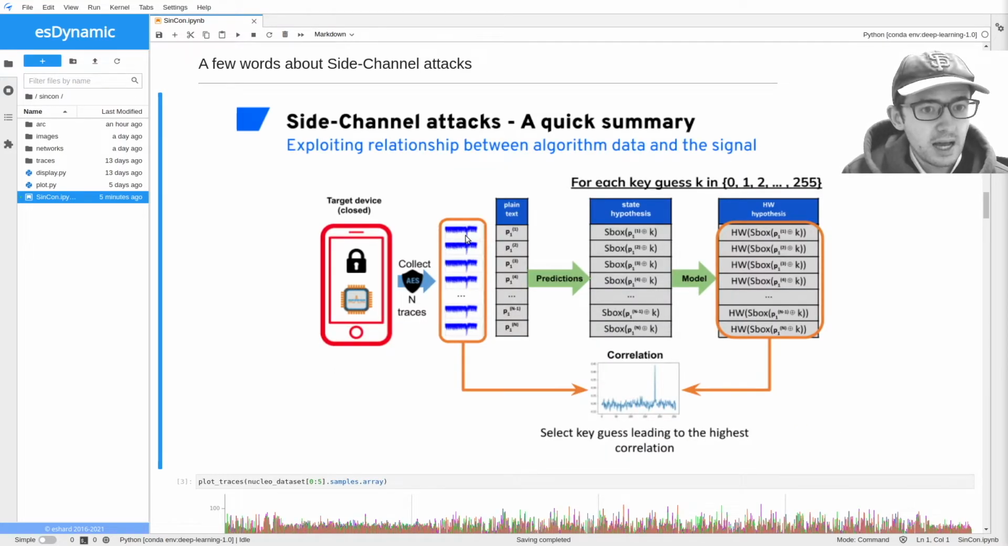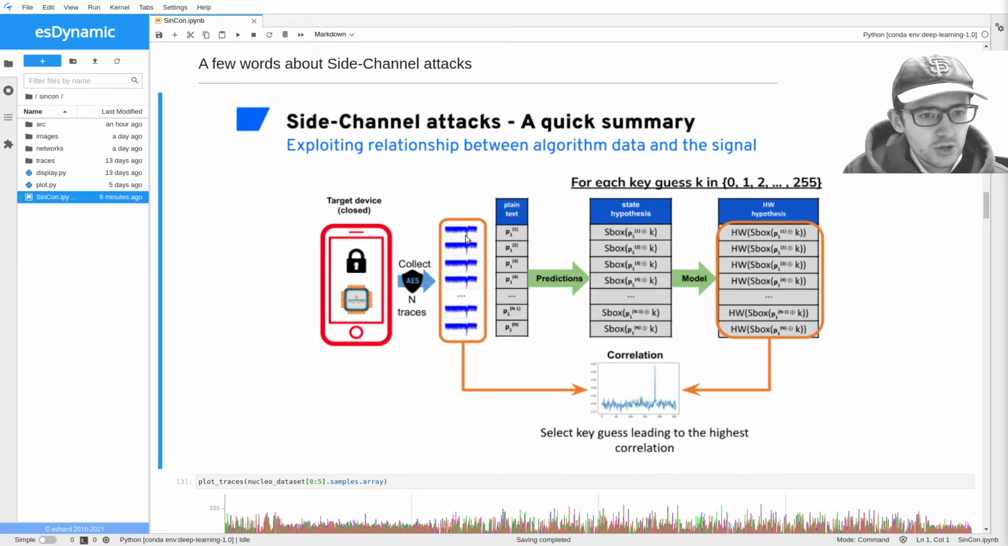In this presentation today, I won't have time to describe precisely how side-channel attacks work, but I will try to make a quick summary. The idea behind side-channel attacks is to exploit a relationship between the data manipulated by the algorithm and the side-channel signal that we collected from the chip. For that, we usually collect a lot of traces corresponding to several executions of the algorithm with inputs that are different from one execution to another. After that, we use a statistical distinguisher to detect and exploit the relationship between the data and the signal.